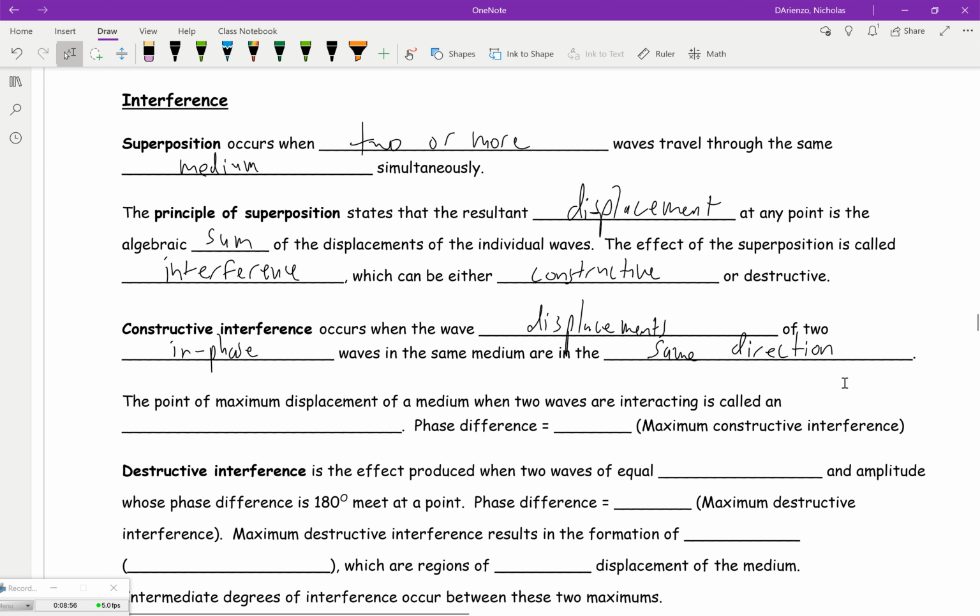Now, the point of maximum displacement of a medium when two waves are interacting is what we call an antinode. And that's when the phase difference is 0 degrees. And what this is going to do is cause the amplitude of our wave to increase, as long as the phase difference is 0 degrees, and these waves are traveling in the same medium in the same direction.